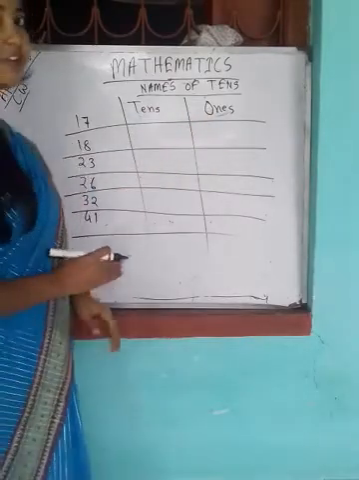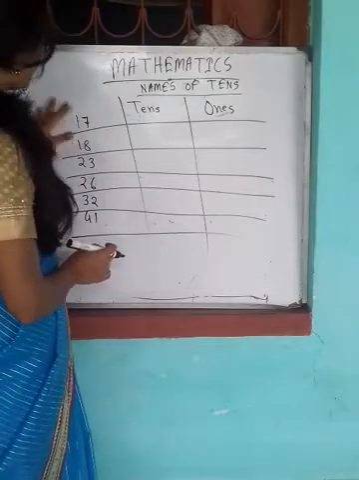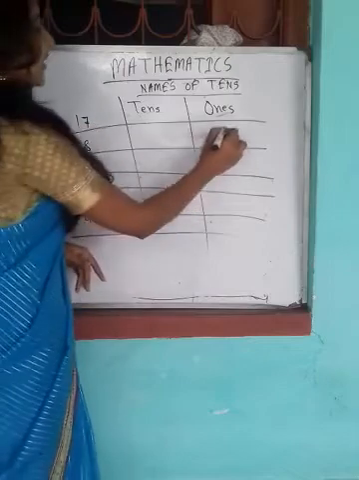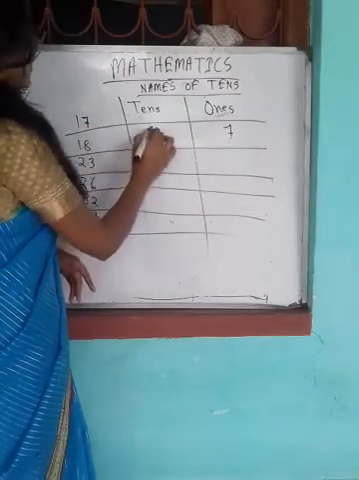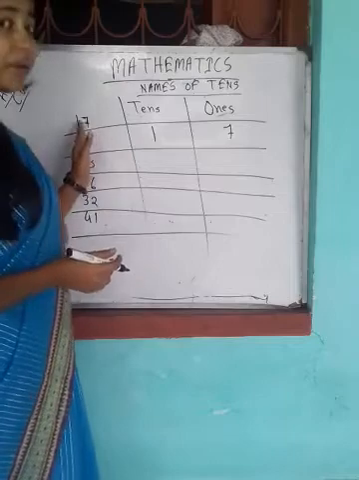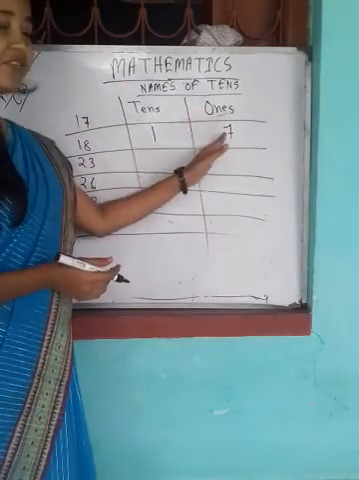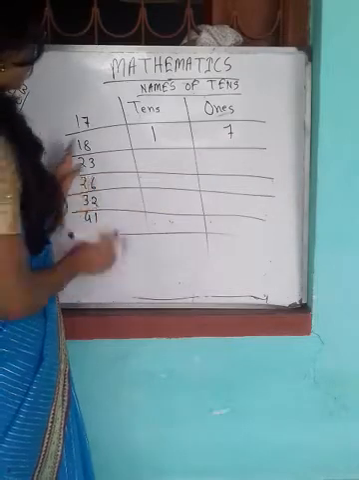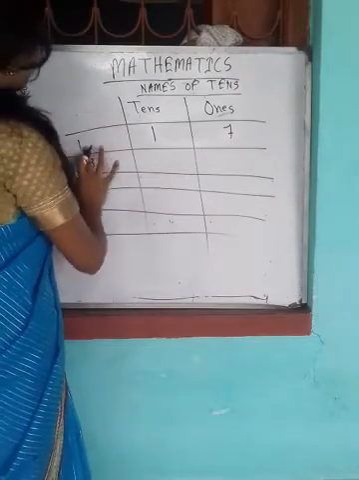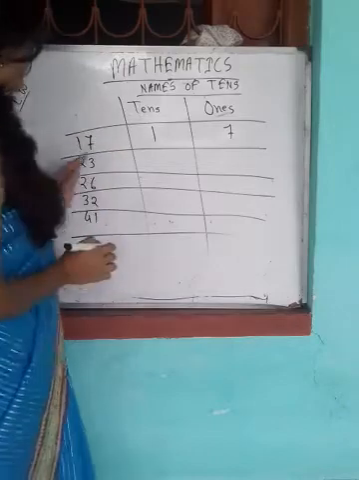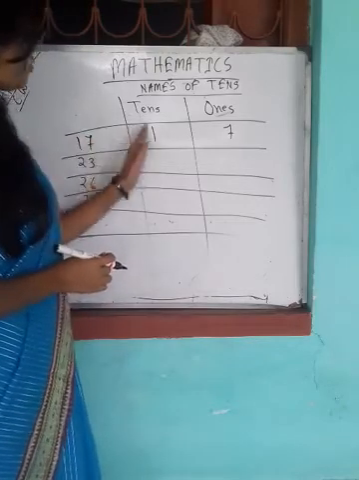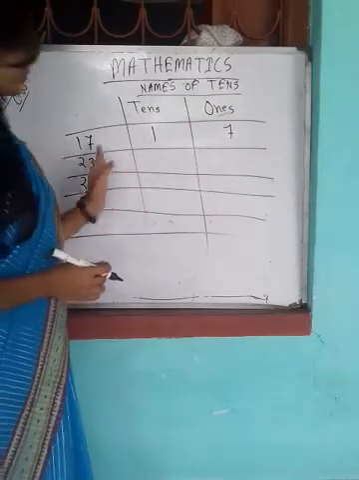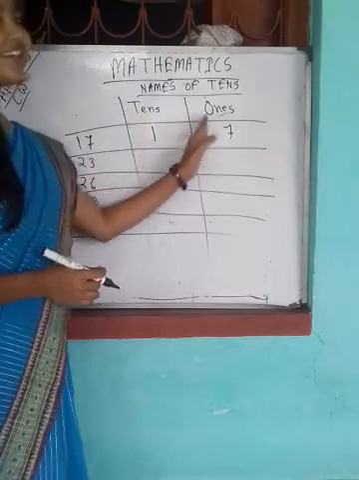I already told you how you can fill that, because there is 17, 1 and 7, 17, right? So you will put the 7 in ones place and 1 in tens place. That means this number has 1 ten and 7 ones. Okay. Here I have to write the 17. 17, 1 in tens place and 7 in ones place. So this number has 1 ten and 7 ones.